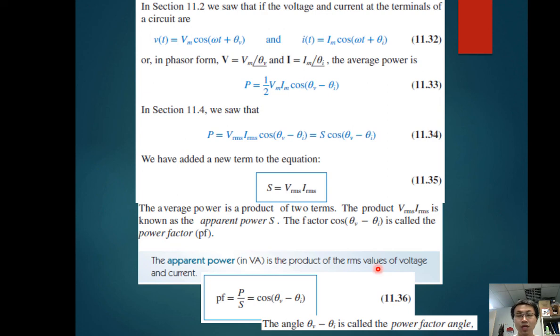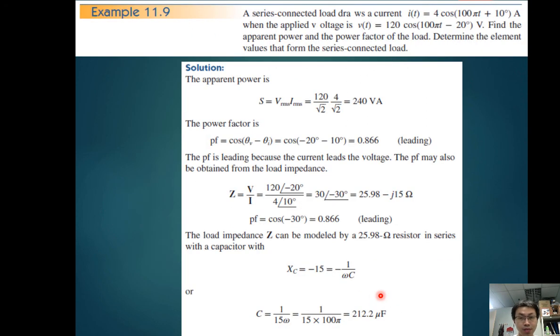RMS value of voltage and current. So this is my apparent power, S equals Vrms times Irms. And then I can also write P equals S times power factor. So power factor is cos(theta V minus theta I), or I can write power factor equals P divided by S, which is cos(theta V minus theta I). So the angle theta V minus theta I is called the power factor angle.